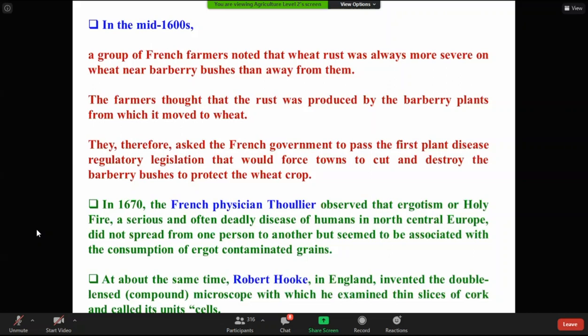You see, after 70 years, in 1670, you see the French physician Tholier. Tholier observed, you see, the ergotism, another deadly disease, because it creates problem to human health in Central Europe. But they observed that the disease cannot transmit from one human to another. But there is a correlation with the abnormalities they observe in the human due to ergotism in 1670.